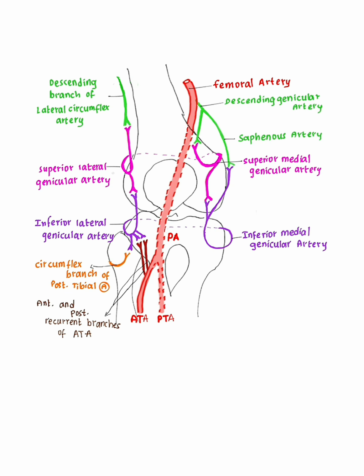Superior lateral genicular artery anastomoses with descending branch of lateral circumflex femoral artery, and on the other side with inferior lateral genicular artery. Superior medial genicular artery anastomoses with descending genicular artery. Inferior medial genicular artery. Inferior lateral genicular artery anastomoses with superior lateral genicular artery, and it also anastomoses with circumflex fibular branch of posterior tibial artery, and anterior and posterior recurrent branches of anterior tibial artery. Inferior medial genicular artery anastomoses with superior medial genicular artery and saphenous artery.